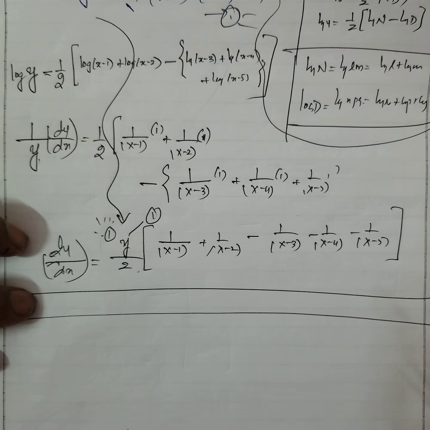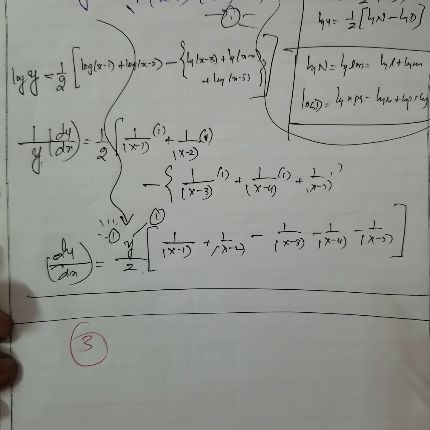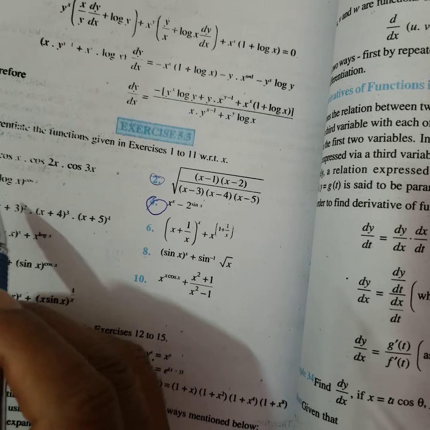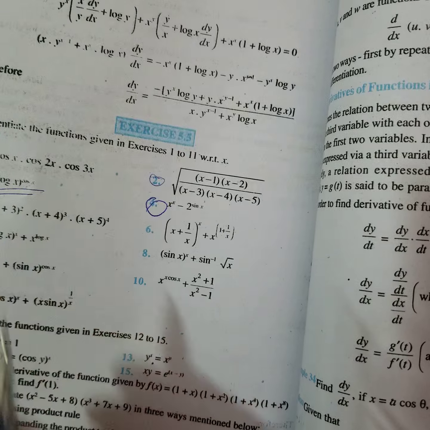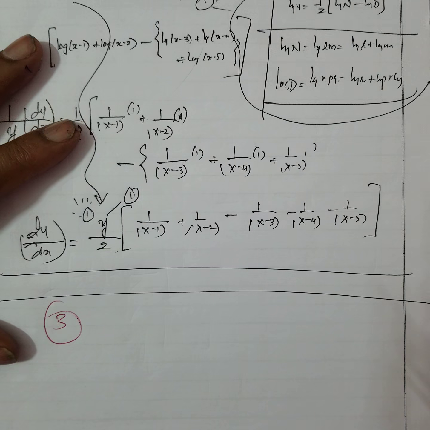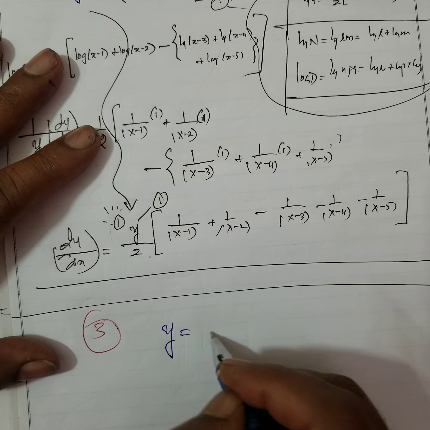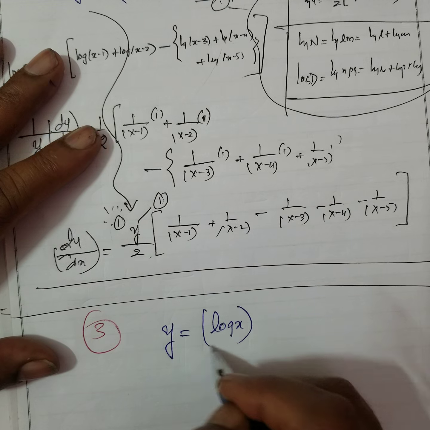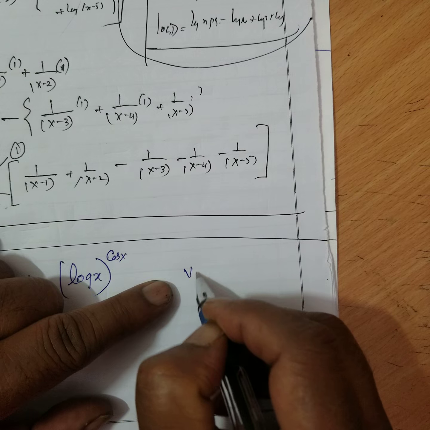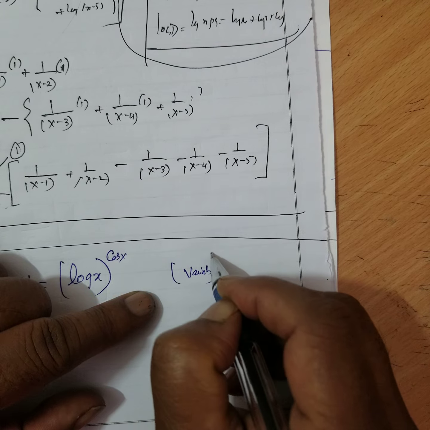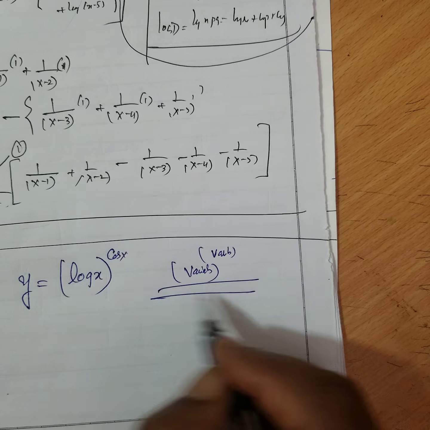See, suppose you are doing problem number 3. What is problem number 3? Y is equal to log x to the power of cos x. Variable to the power of variable. That time I will take log. Understood, no?